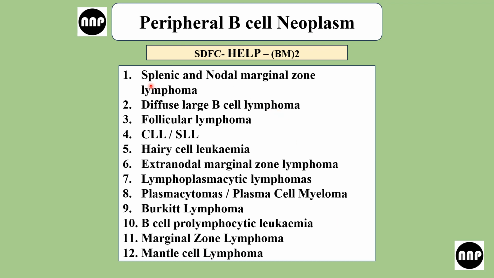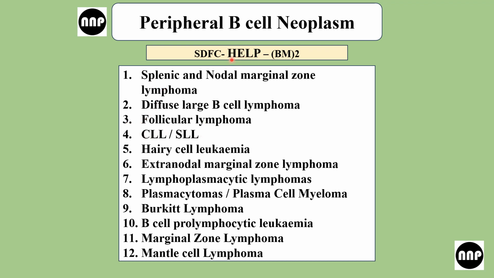From S we have splenic and nodal marginal zone lymphoma. You just have to remember splenic and nodal marginal zone. From D we have diffuse large B cell lymphoma. F is follicular lymphoma. C is CLL or SLL. So SDFC stands for splenic and nodal marginal zone, diffuse large B cell lymphoma, follicular lymphoma, and CLL or SLL.